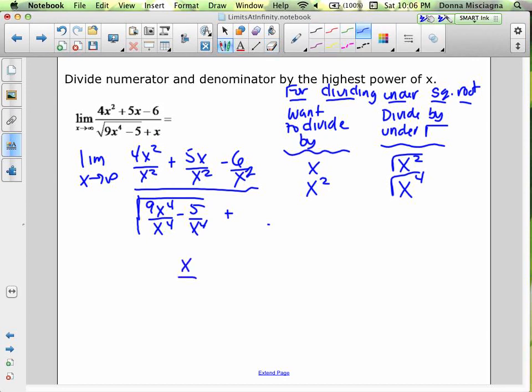X divided by x squared. All right, so it's only if you're under the radical, not just because you're in the denominator. All right, let's simplify this. Limit as x approaches infinity.